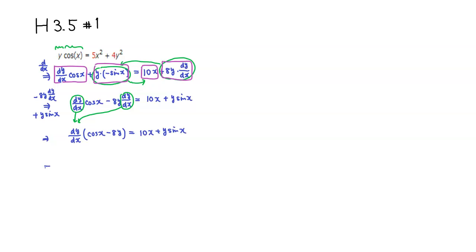Then we can isolate dy over dx by simply dividing by the quantity cosine of x minus 8y. So we have dy over dx is equal to the right hand side, 10x plus y sine of x, over cosine of x minus 8y. Let's type it in.